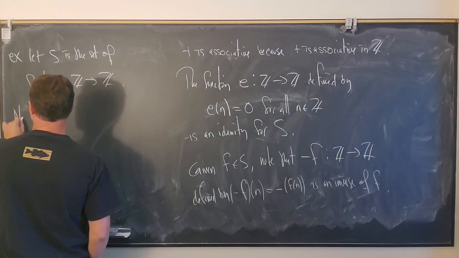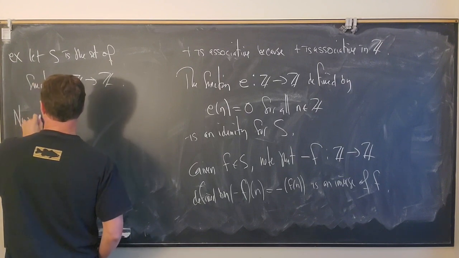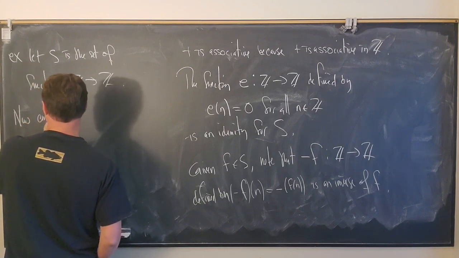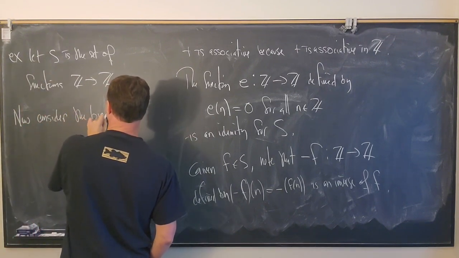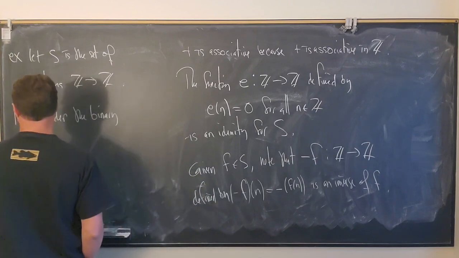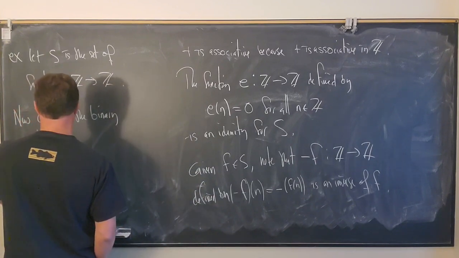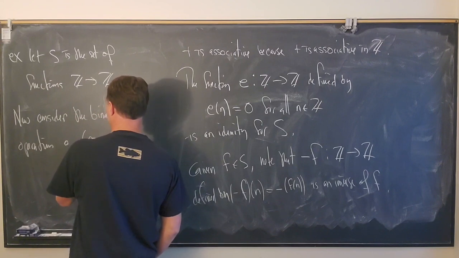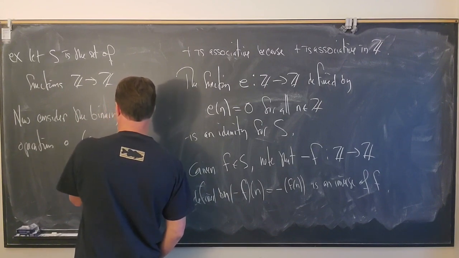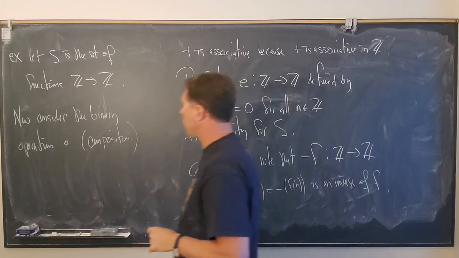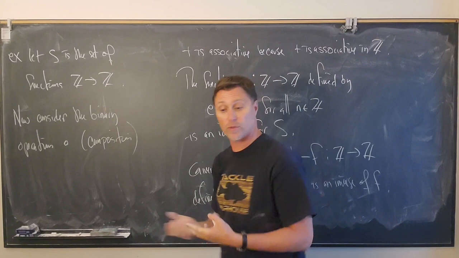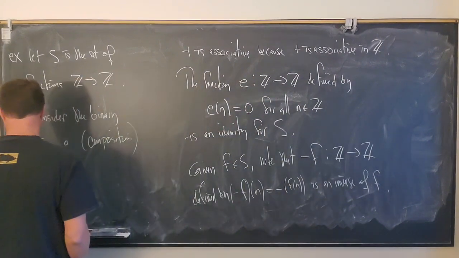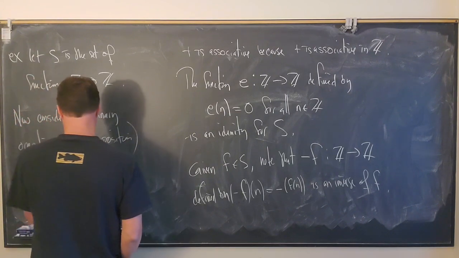So now consider the binary operation circle, which is composition. If you take two functions from Z to Z and compose them, you get a function from Z to Z. So that tells us S is closed under composition.